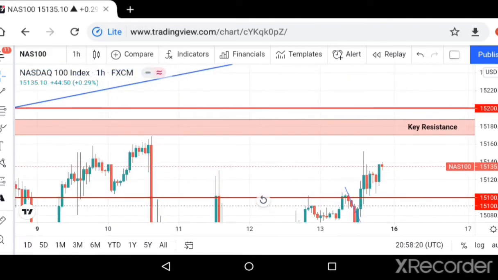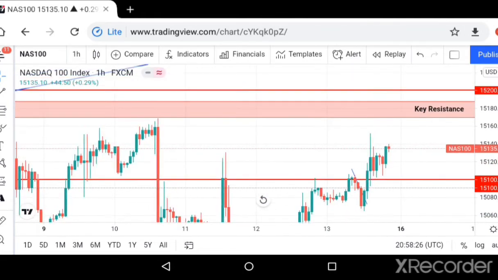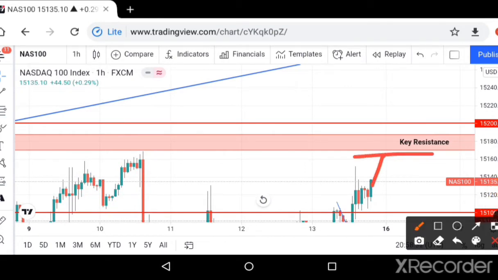This is where we are now. I'm still expecting the market on Monday to open and continue higher until this point, the beginning of the key resistance. From here, if it rejects and goes back further down, that's when you'll want to look for sellers, but it will do a retest of this level before it continues down.